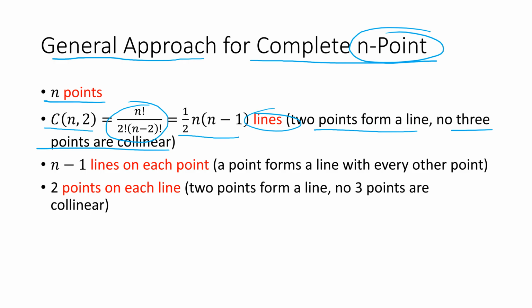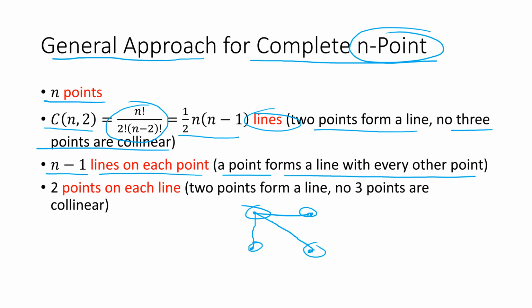Next, for the number of lines on each point, we have n minus 1, because every point can form a line with every other point, right? So for example, you have 4 points: 1, 2, 3, and 4. If we are considering this point, that can form a line with each of the other points. In this case, 3. So you have 4 points, and on each point we have 3 lines, or that is 4 minus 1.